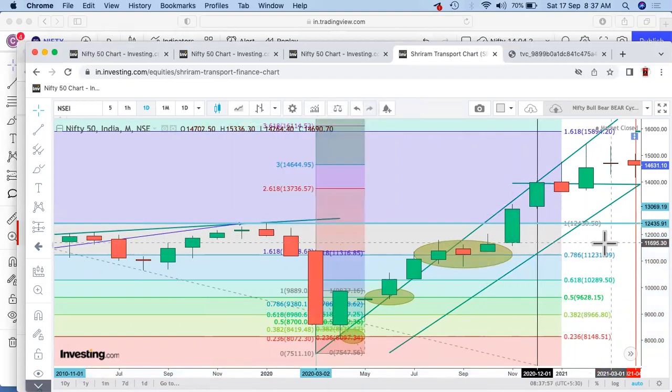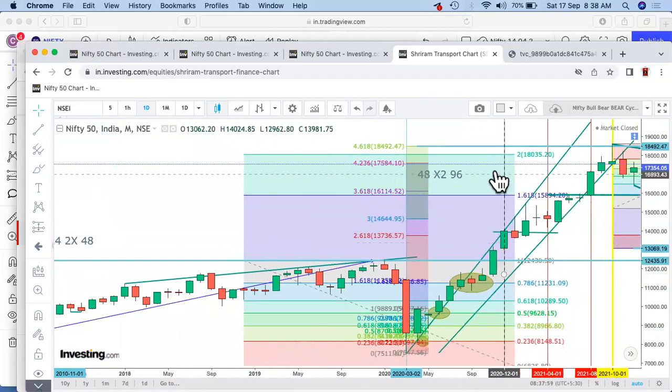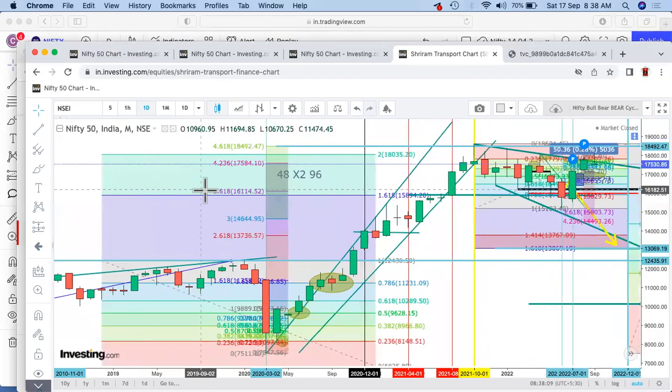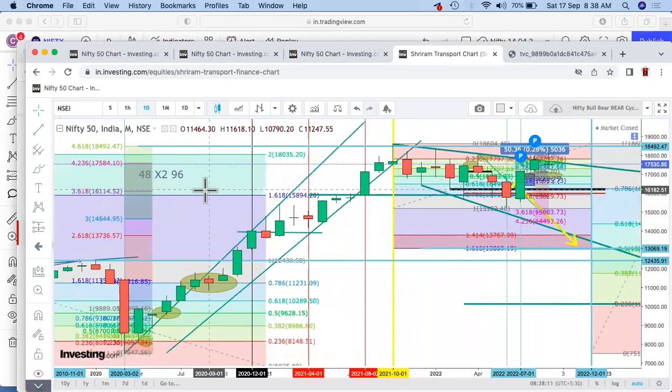So this was there, and if I go further from there, the level 2 comes to 18,035. So 18,035 becomes a critical level, crucial level for me. So I'll probably, the lines are already there, and there comes the 18,035 level. So let me draw a black line, 18,035.